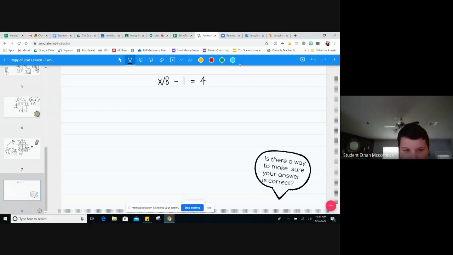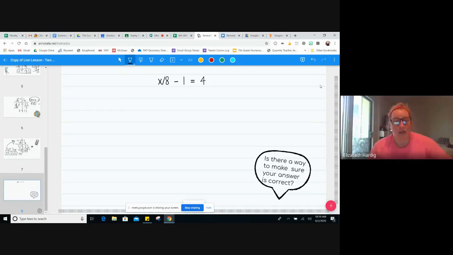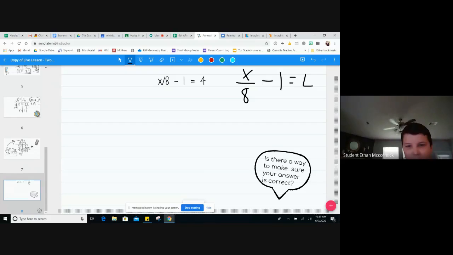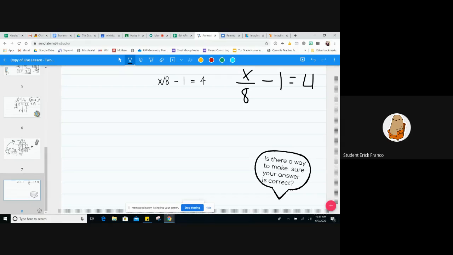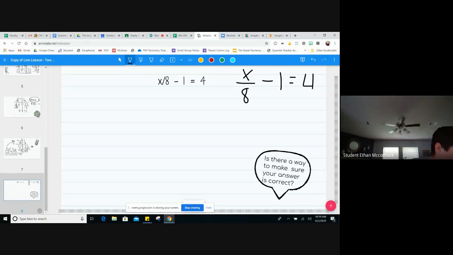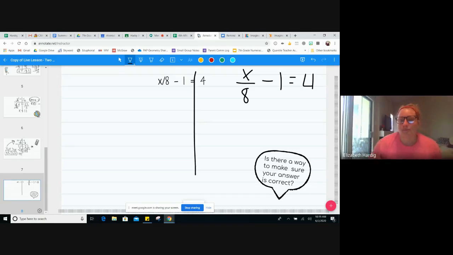I would think it would mean a fraction. Division? It does. Well, I could also rewrite it over here as x over 8 minus 1 is equal to 4. Okay, you are very right. That is a fraction. And fractions are what operation? Division. Correct. So I'm going to draw my line here.